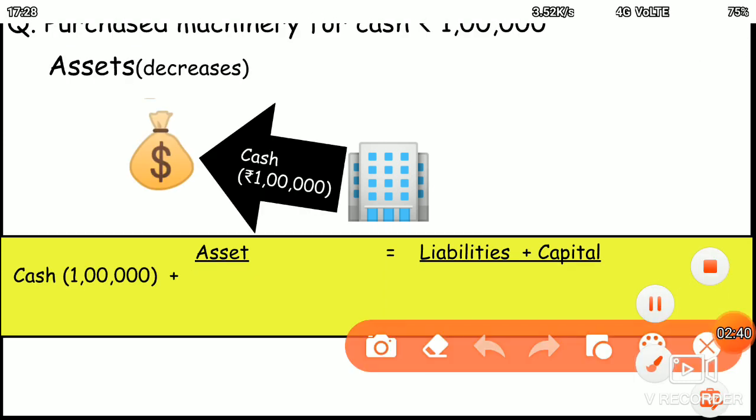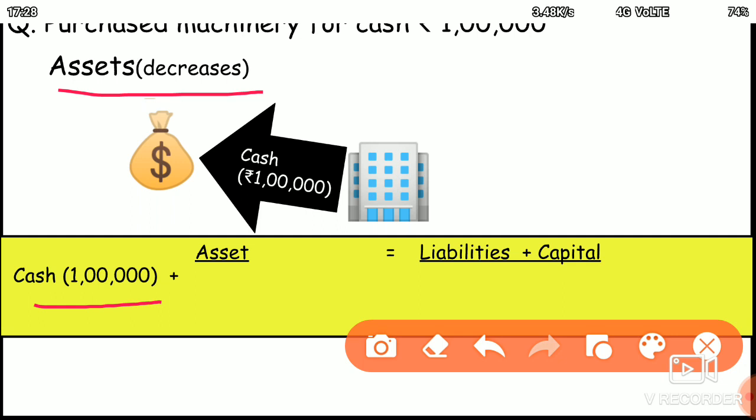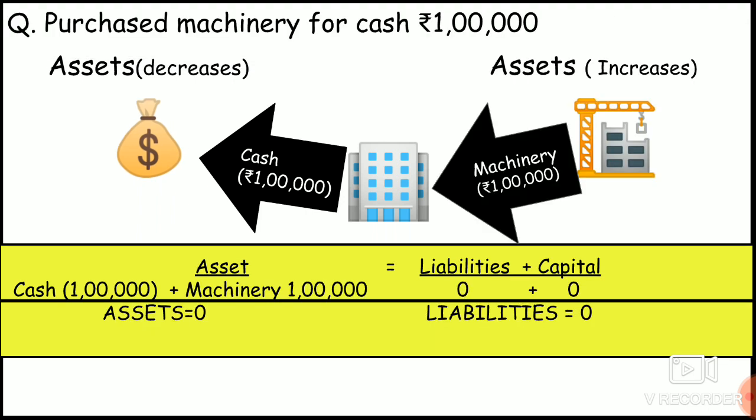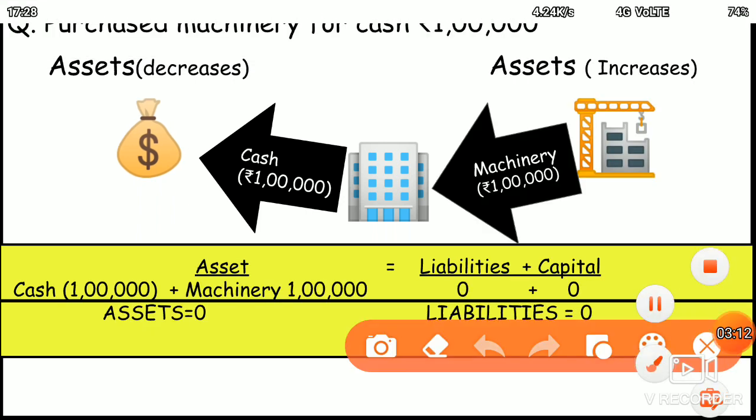Now, cash is an asset also, but in this case, this asset will decrease because the business had to pay the cash for purchasing the machinery. So, cash will decrease from the business. So, on the asset side, we will see a decrease of 1 lakh rupees in the form of cash. So, the total effect on the equation, if we look at the asset side, one asset decreases and the other asset increases. So the net effect of assets will be 0.